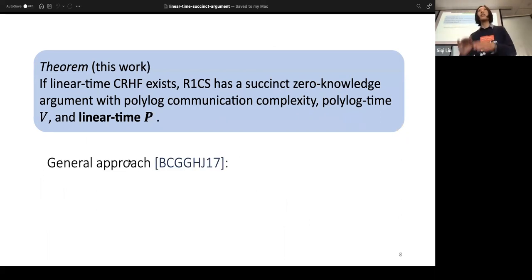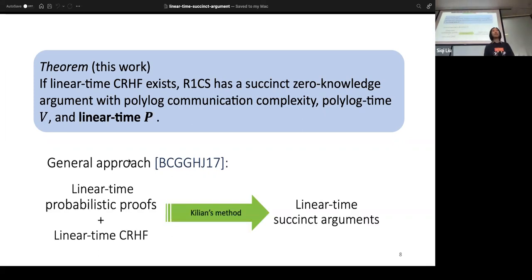The general approach that we follow is already shown in the older Bootle et al. paper. This general paradigm is as follows. First, one has a linear time probabilistic proof. This probabilistic proof has a large communication complexity, like linear communication complexity, but has a very efficient verifier, like a polylog verifier. We reduce this communication complexity by adding a cryptographic commitment scheme on top, so that we won't need to send the entire proof. We just send a short commitment of this proof. This is done by Kilian's method, which maybe some of you already know. After applying this method, we get linear time succinct arguments in the end.